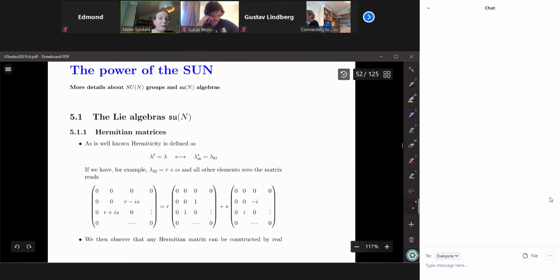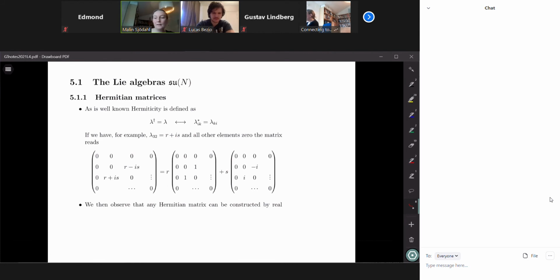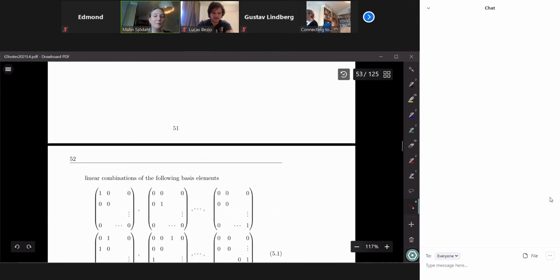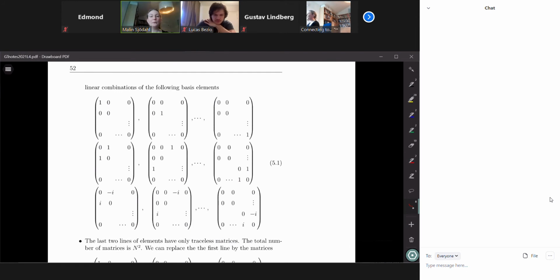And we can further decompose this matrix as r times a matrix with almost only zeros, but in opposing places a few ones. And similarly, for the imaginary part, we have the number s times a matrix with almost only zeros, but in a few places minus i and i. In fact, any Hermitian matrix can be constructed by a real linear combination of basis matrices of this form.